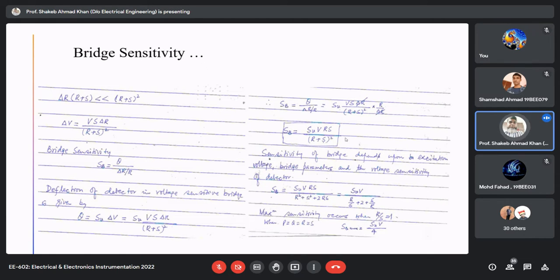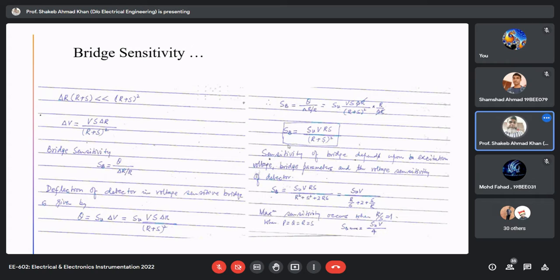And then bridge parameters. You can select the values of different parameters of the bridge which can enhance your sensitivity, because you are aware of what the different parameters are on which your bridge sensitivity depends. So this is the significance of this expression that we derived just now.